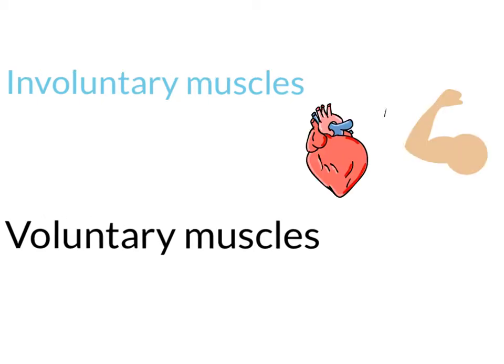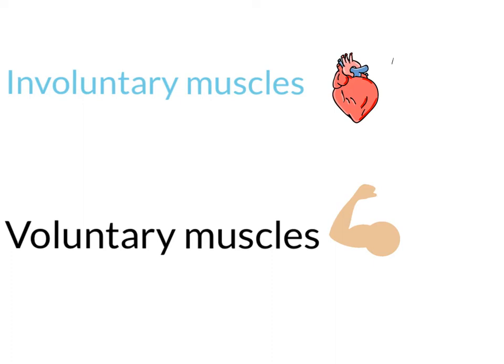So on the board now there are two pictures. There's a picture of a heart and a picture of an arm. So both of these have got muscles in them. Which one do you think is the voluntary muscle? Which one do you have to think about in order to get it to work? Which one do you think is the involuntary muscle? Which one works without you thinking about it? Pause the video now and have a little think.